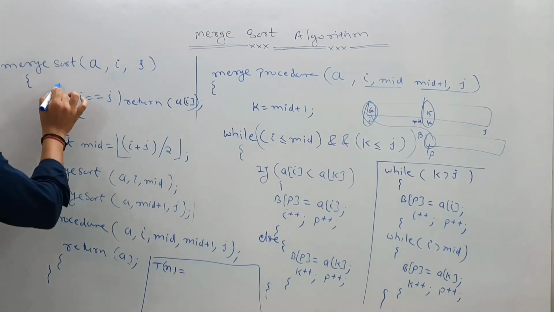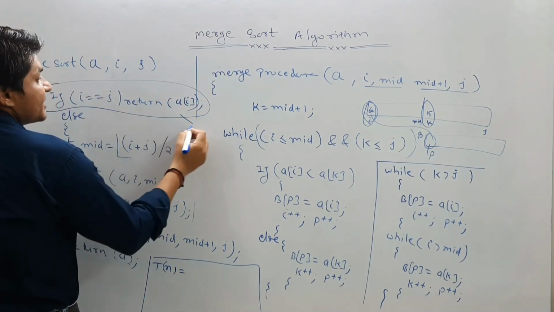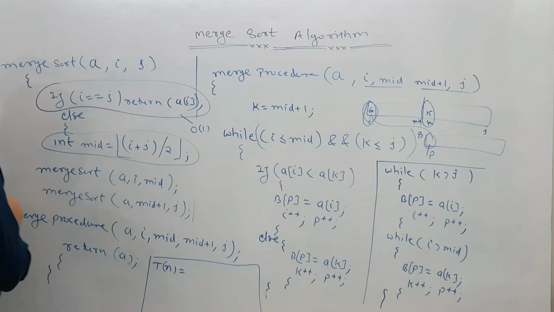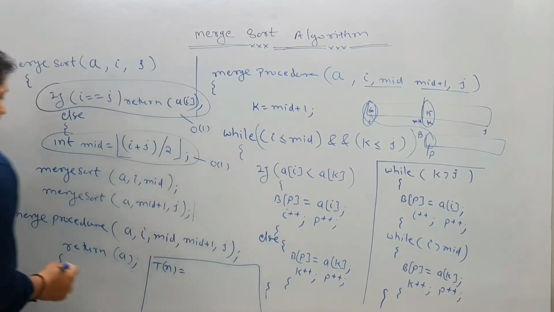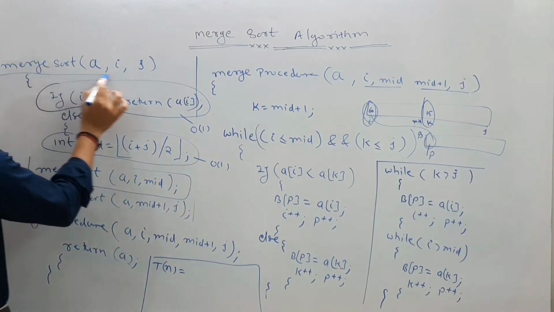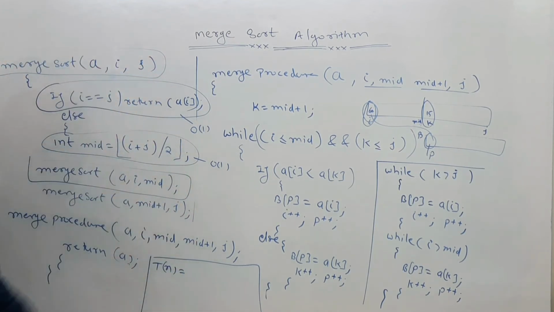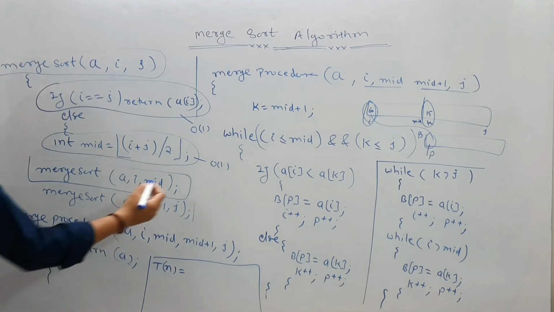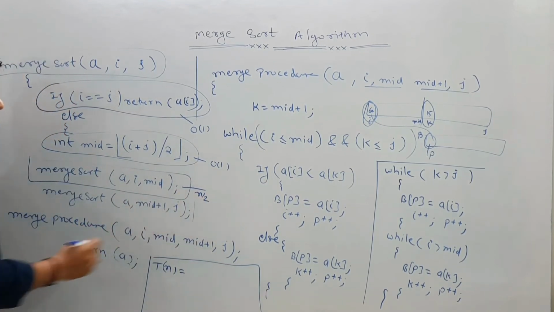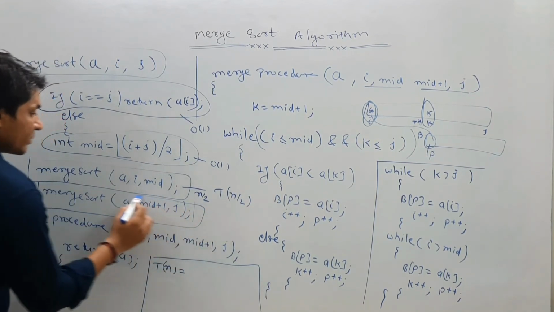Then if you see each and every statement, how much time will each statement take? This is only one comparison statement, which will take order of one time. Calculating mid will also take order of one time. Now, if this statement is solving the n elements problem, we assume T of n time. But you are applying merge sort on n by 2 elements, so it will take T of n by 2 time. The second statement will also take T of n by 2 time.